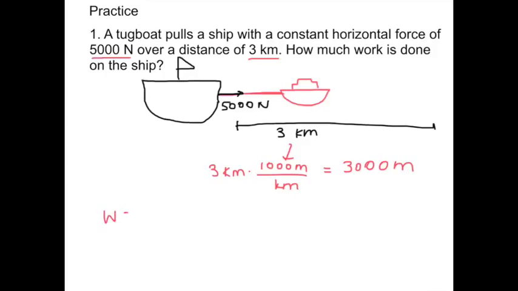Now we can move on to solve the problem. We know that work equals force times distance. We know that the force is 5,000 newtons, and the distance is 3,000 meters. We can multiply these out to get that the work done is 15 million joules.